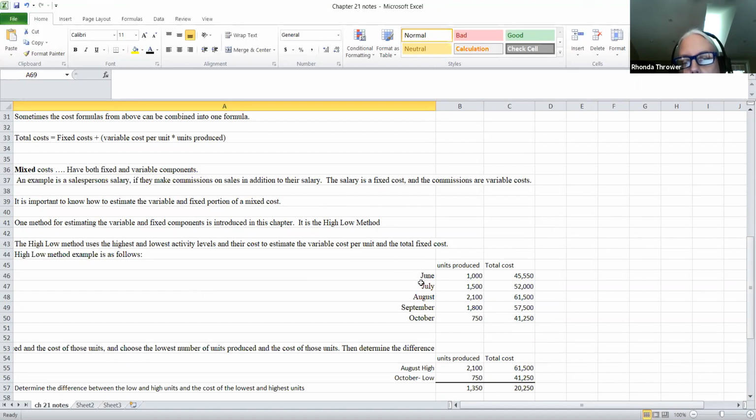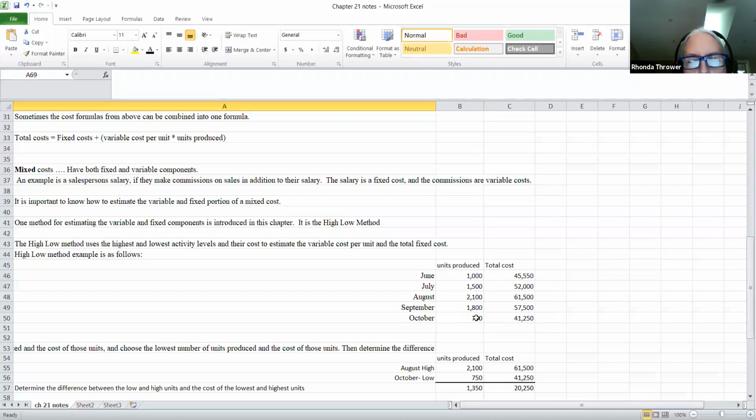What I've given you is an example here for the months from June to October. These are the number of units that the company has produced, and this is the total cost associated with those units. That is, the total cost is the fixed cost plus the variable cost together. The total cost is this amount for these units produced.